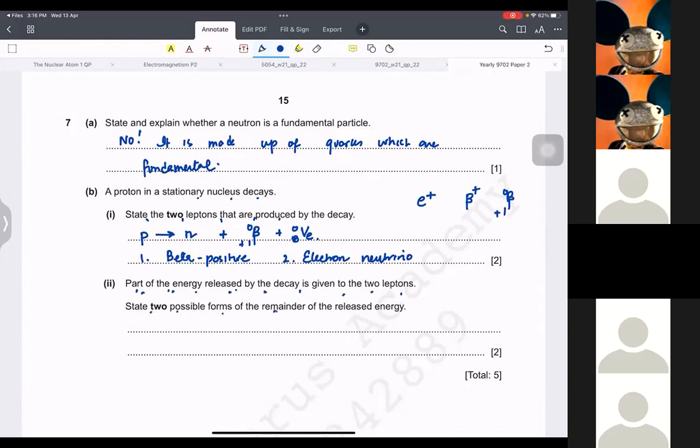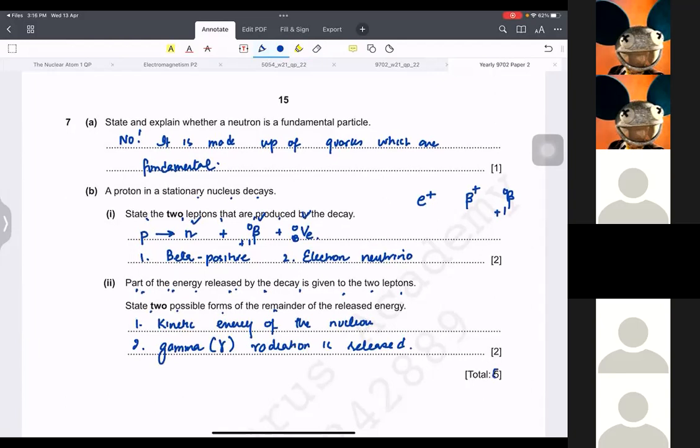State 2 possible forms of remainder of released energy. One possibility would be the kinetic energy of the new nucleus. So of course, some kinetic energy, the neutron will take. The other thing that could be a possibility is gamma. Okay, let me write gamma. Gamma symbol is this ribbon. Gamma radiation is released. So that is the possibility. And 5 marks.